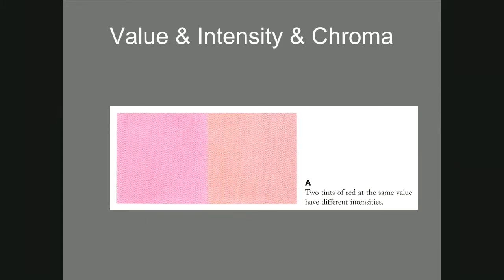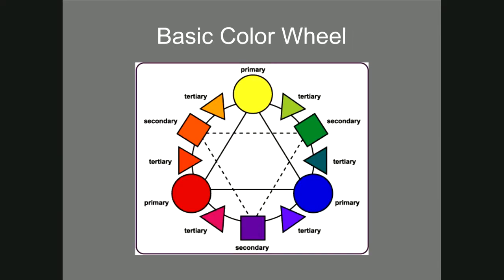Intensity and chroma has to do with how saturated the color is. Most of your pastels are going to be pretty saturated, so they probably will have to be toned down depending on what color you're trying to recreate. So just like paint, you mix them together, and the more colors you mix together, the less chromatic they are. And then here we have the basic color wheel.